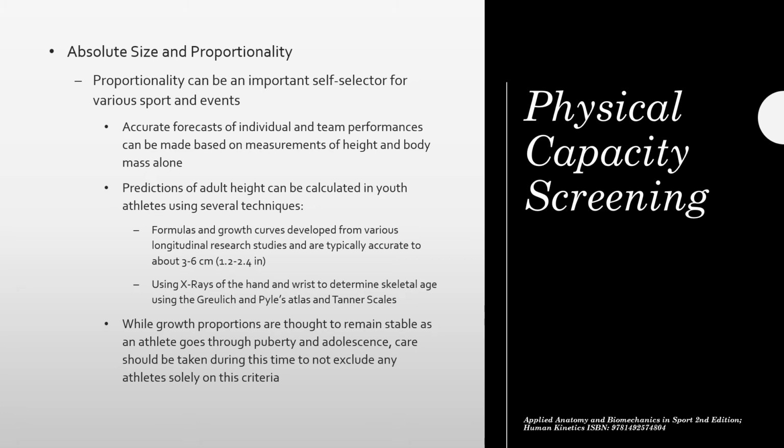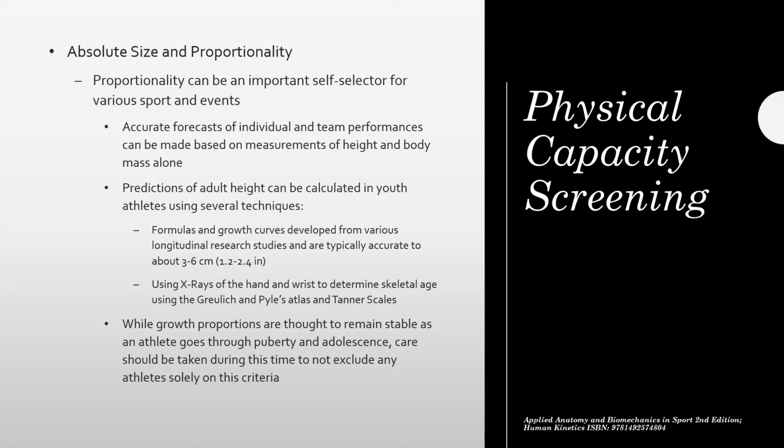Next, when we're looking at an athlete, we want to look at their size and proportionality. Proportionality can be a very important self-selection factor in a different variety of sports. This means that we can actually forecast an individual or a team performance based on height and body mass alone. It's a pretty good predictor. We can also predict the adult height from a youth athlete. We can do this in several different ways.